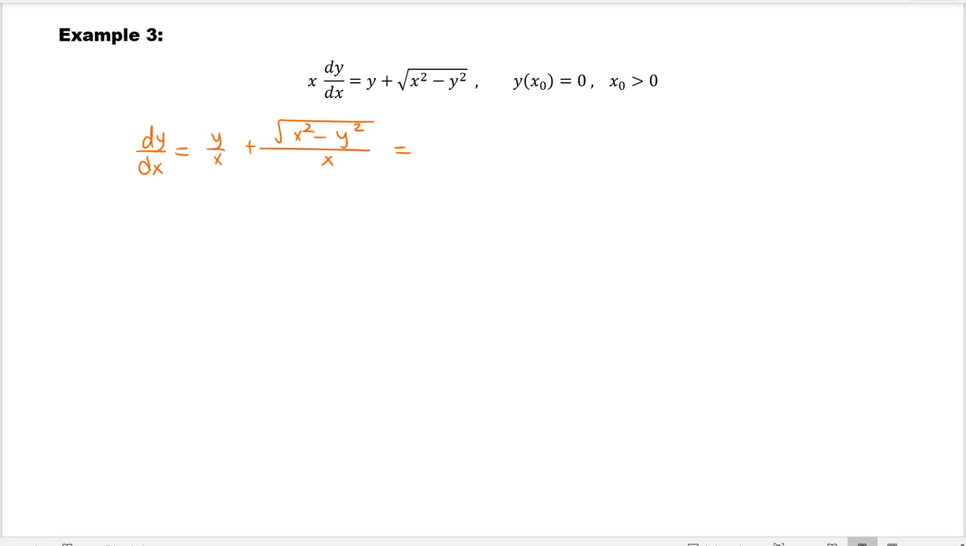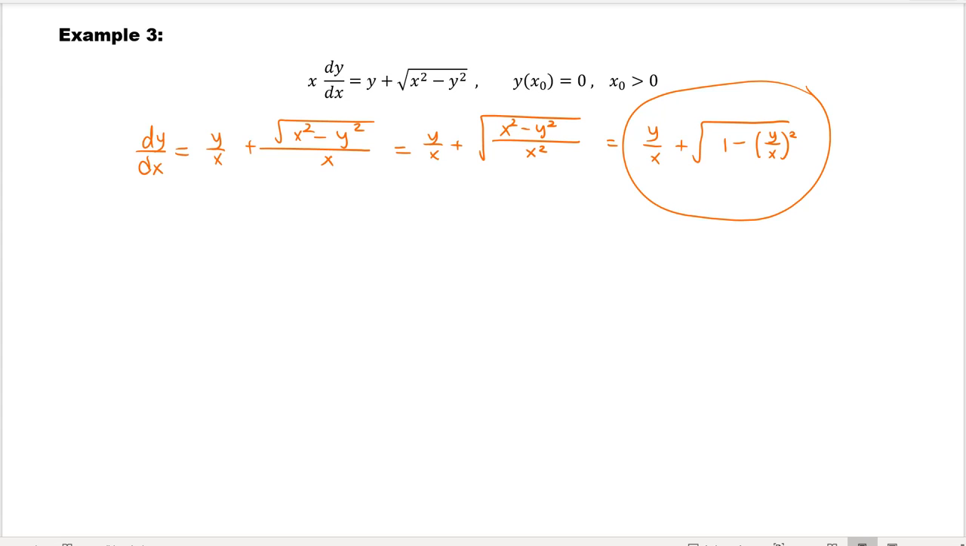We can move the x inside the square root, and then we have x squared minus y squared over x squared. What is that? Well, split them: x squared over x squared is 1, and then we have y over x, squared. Okay, so see, we have expressed the right-hand side as a function of y over x. Now we're ready.